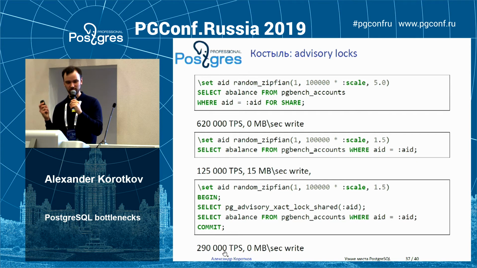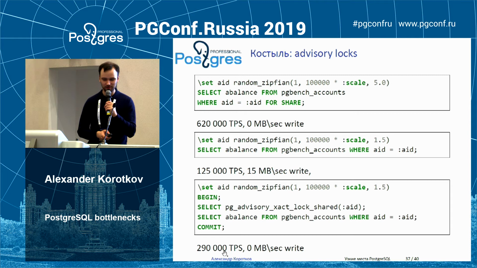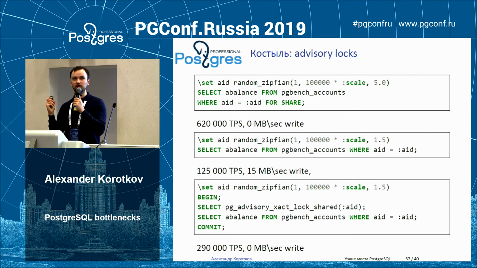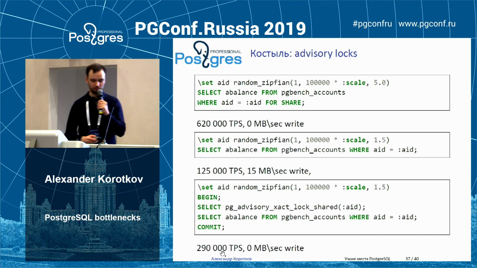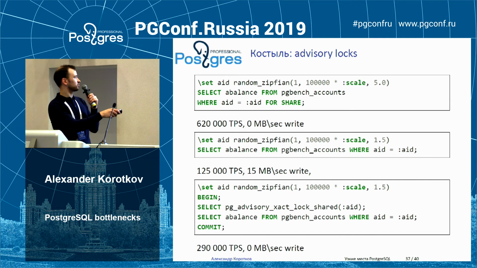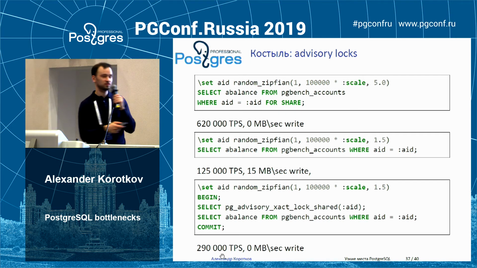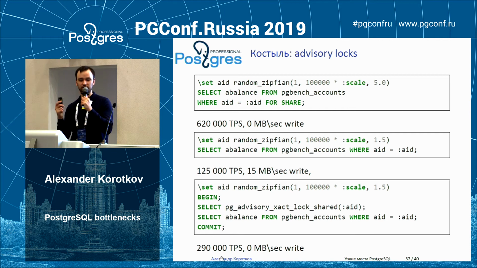So how can we get rid of this? There is a bypass. You can use an advisory lock. An advisory lock is a lock that is stored in memory. And you can see that if instead of select for share, we take an advisory lock, then the performance will be 290,000 TPS. That is just 2 times lower than if we went without any lock.